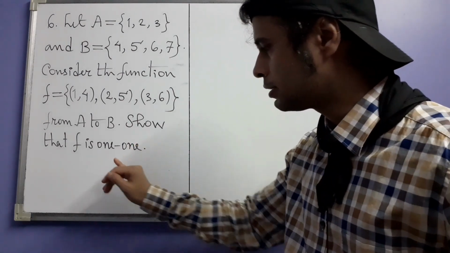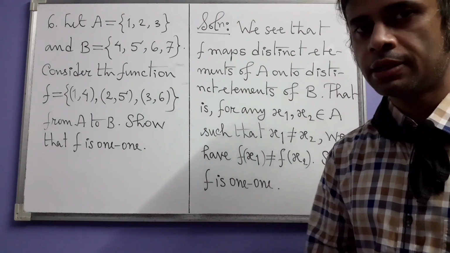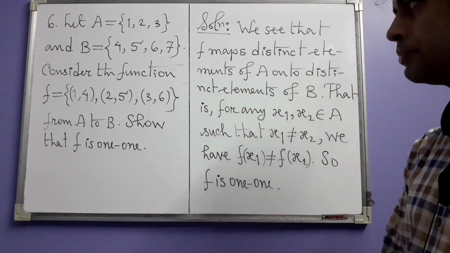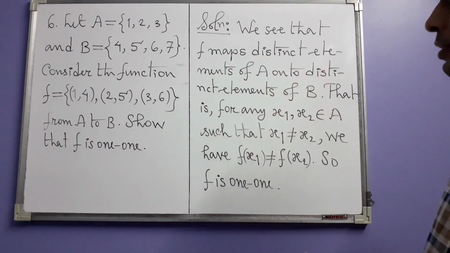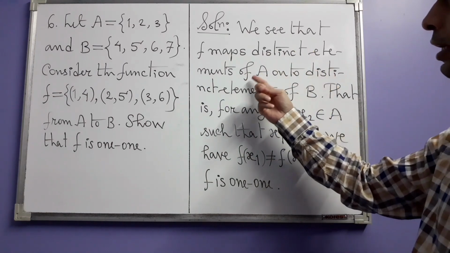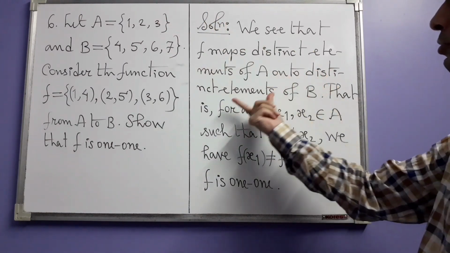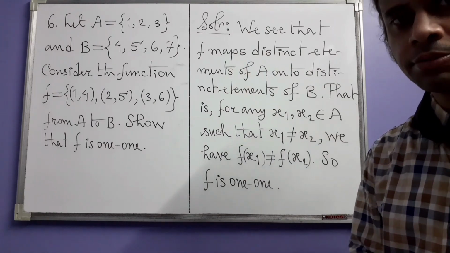We have to prove that f is 1-1. The solution actually is a one-line solution, but because you have to write something, we can write like this. We see that f maps distinct elements of the set A onto distinct elements of the set B, and that is why f is 1-1.